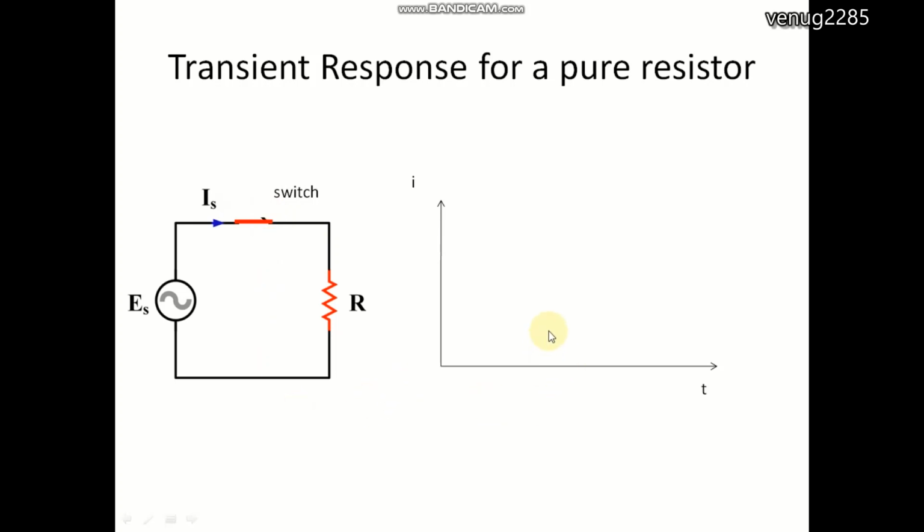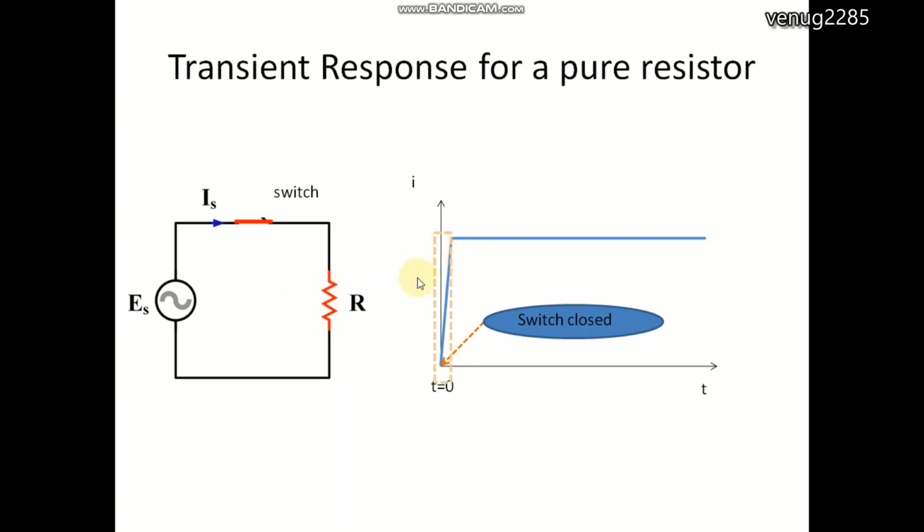when the switch is closed at t equal to 0, the current drastically increases because it is a pure resistor. It starts from 0 to the desired output and it settles down at a steady state value. And this value may depend upon the load value, that is the load current. And this period is called the transient period, that is, the 95% of output after which it is in the steady state period.